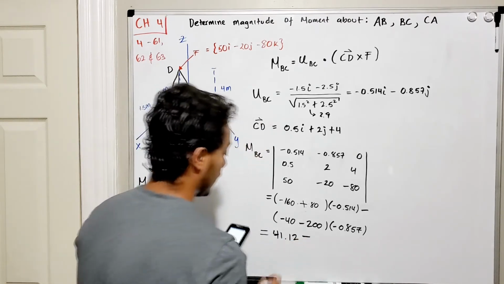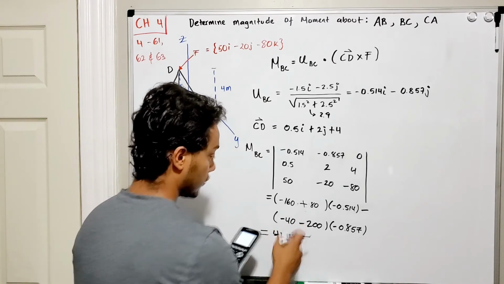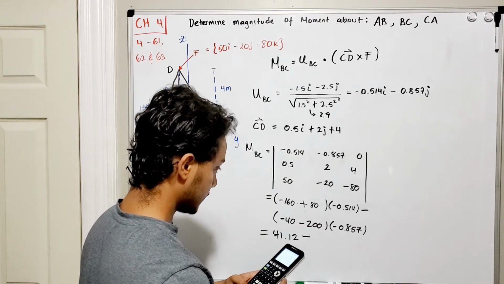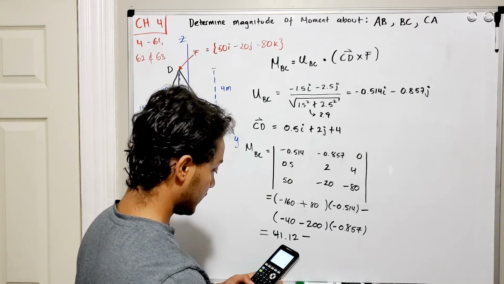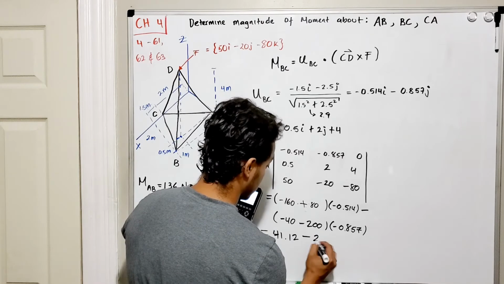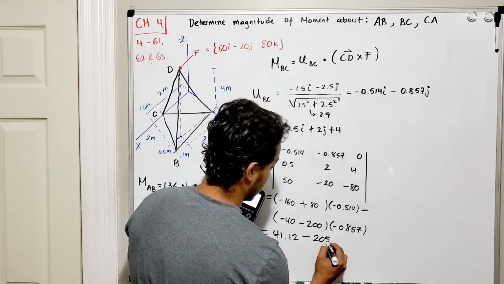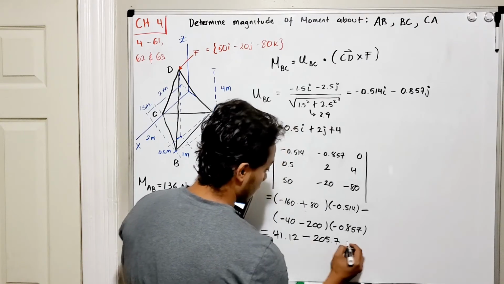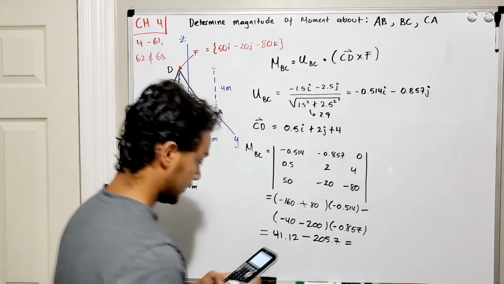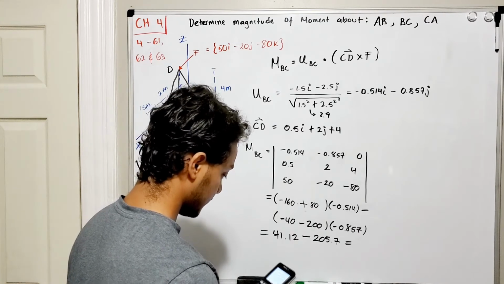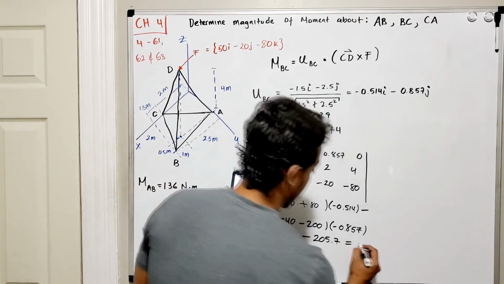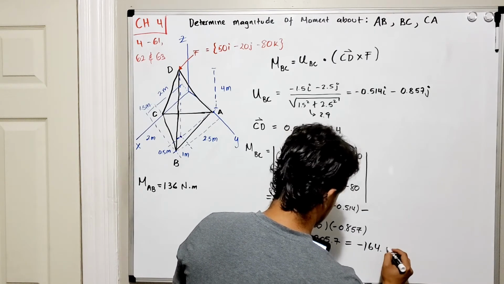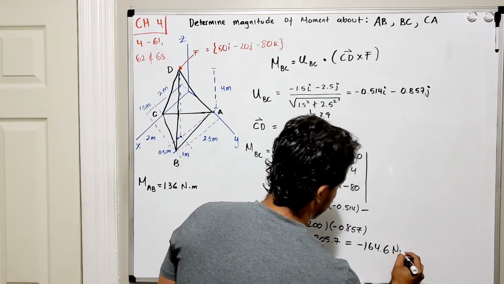Minus, and then we do negative 240 multiplied by negative 0.857. It's equal to negative 205.7. Okay? And then finally, we will find out that this is going to be equal to negative 164.6 newtons per meter. Okay?